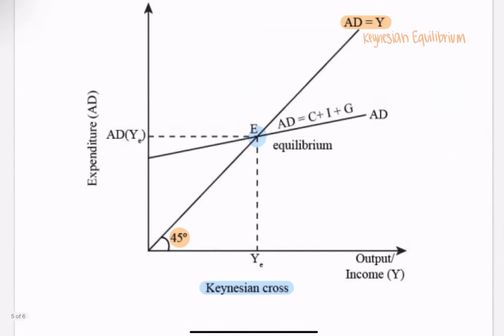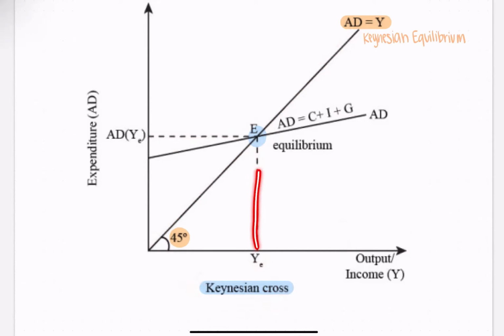Here's what I was talking about with it graphically. Here's our 45-degree line, which is our Keynesian equilibrium, which is something that you will need to be able to graph for the test. And here is your aggregate demand. And here is that equilibrium that you were just talking about. So here, this is how you identify that. And this equilibrium is known as the Keynesian cross.